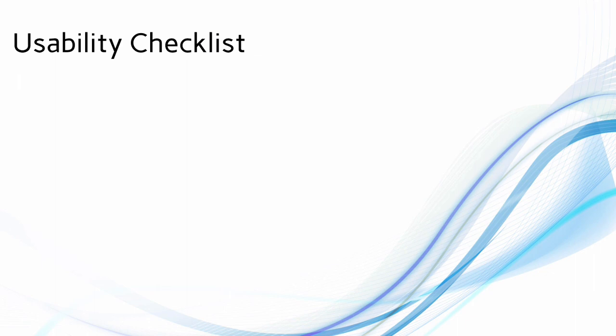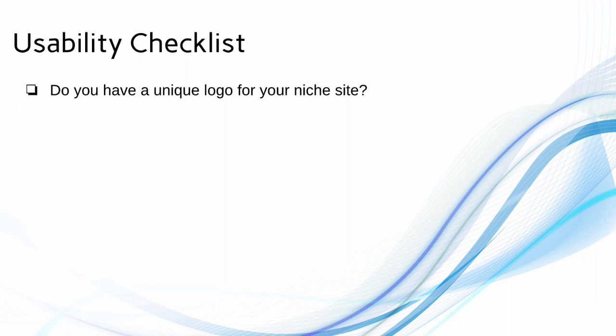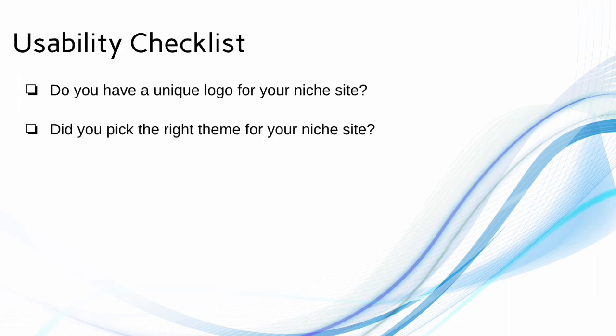So when it comes to usability checklist, make sure you have a unique logo for your niche site. I have added a video within the niche site setup section within Affiliate Mastery course. Just check that video. You should also know to pick up the right theme for your niche. How to pick a right theme for your niche is also mentioned in that video. Just go and check it out.